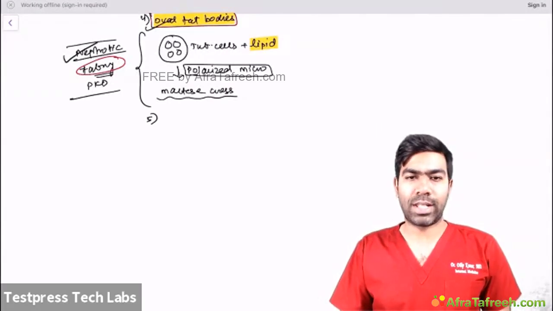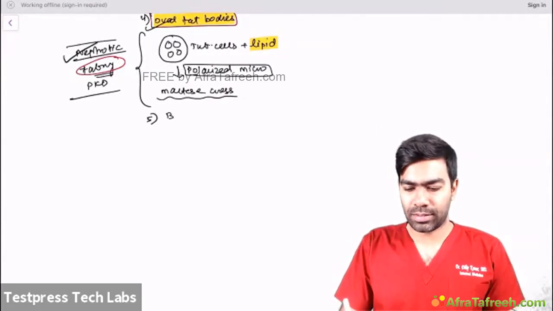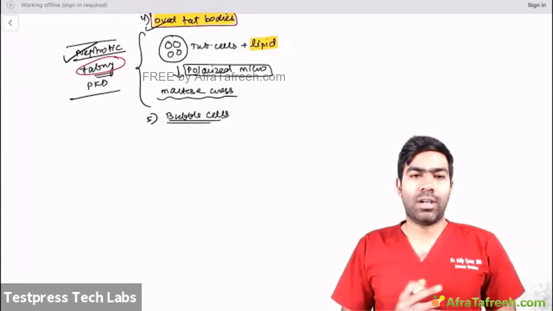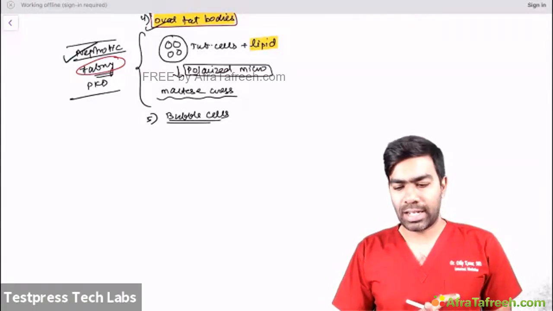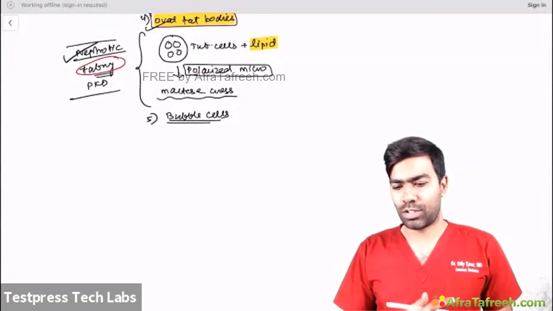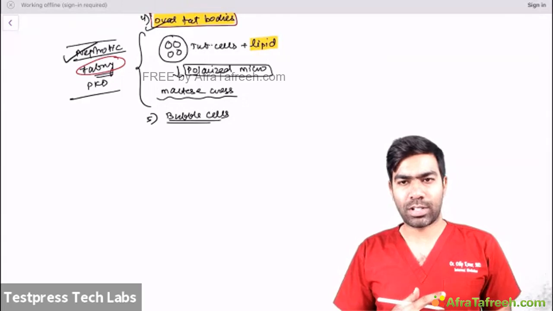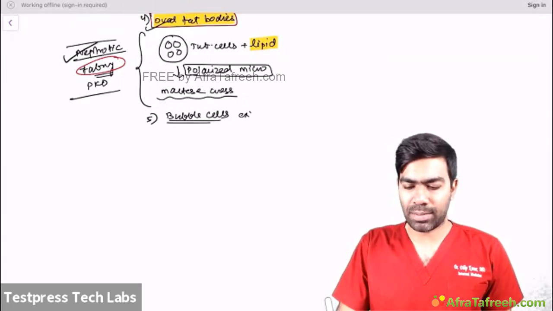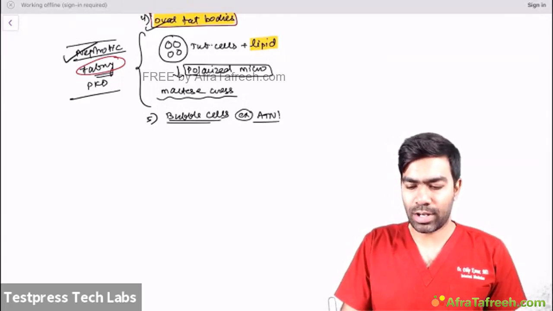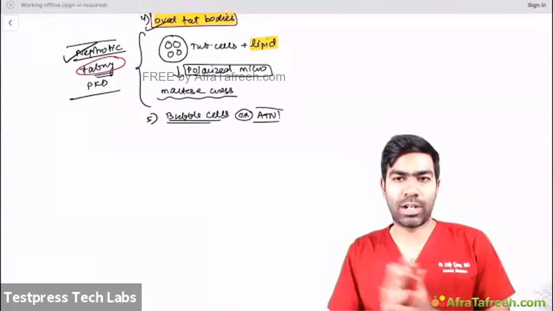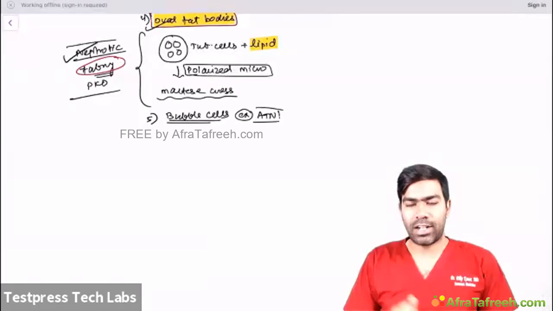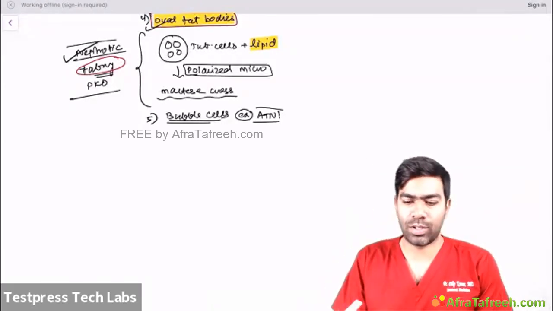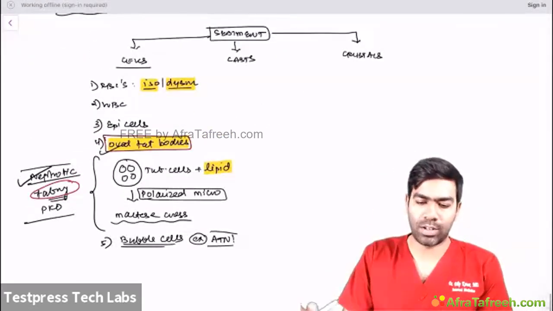And number 5, there is something called bubble cells. Bubble cells, on the other hand, are vacuolated tubular cells, again seen in acute tubular necrosis. Any tubular injury can produce this kind of bubble cells, non-specific. But in exam, if they specifically ask, you can tell acute tubular necrosis. These are nothing but vacuolated tubular cells, not lipid droplets, that are shed down in response to tubular injury, typically in the setting of acute tubular necrosis.